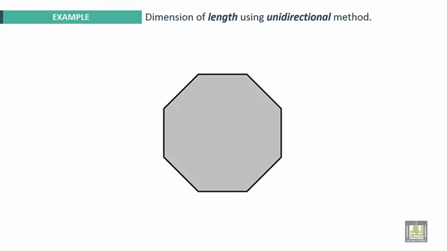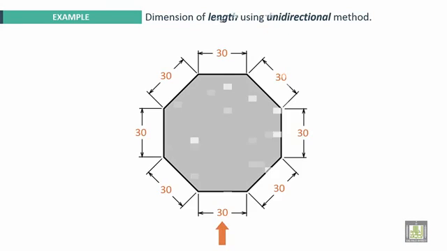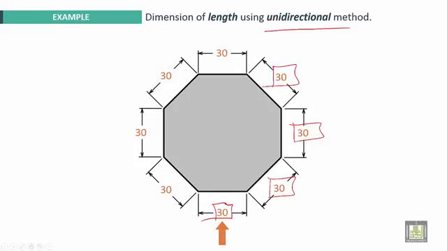This is an example for the unidirectional method. You can remark here that in the unidirectional method, all numbers can be read in normal orientation. All the numbers are horizontal and should be put in the middle and inside the dimension line.